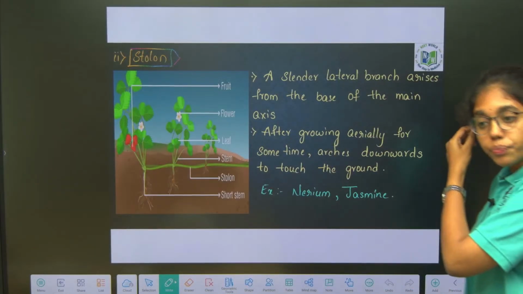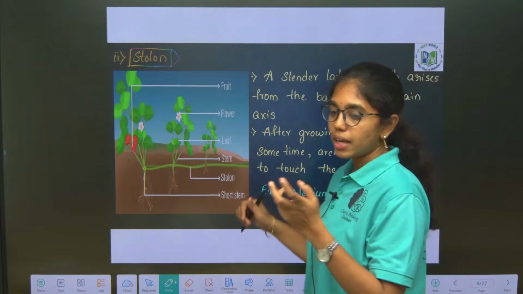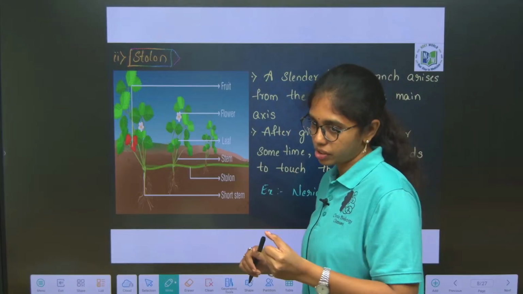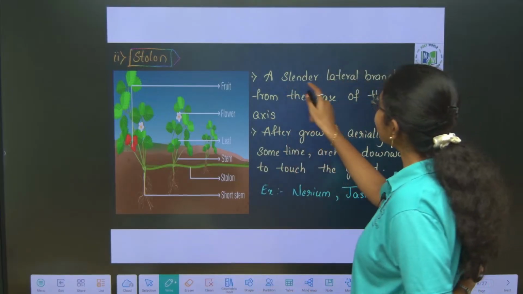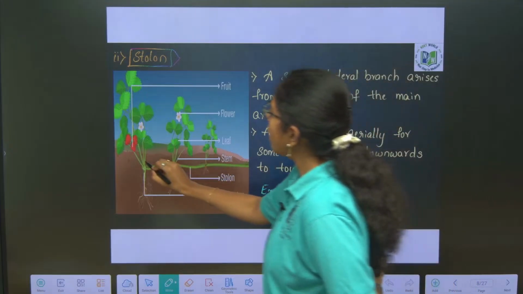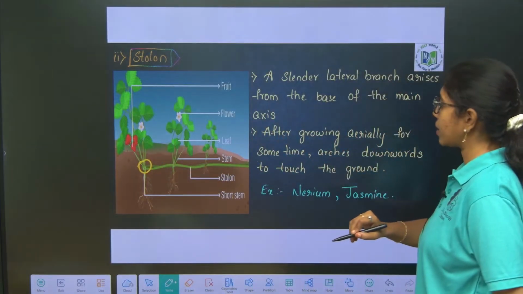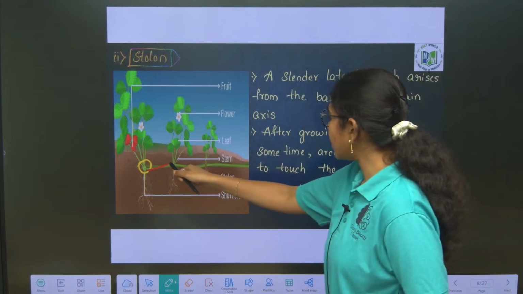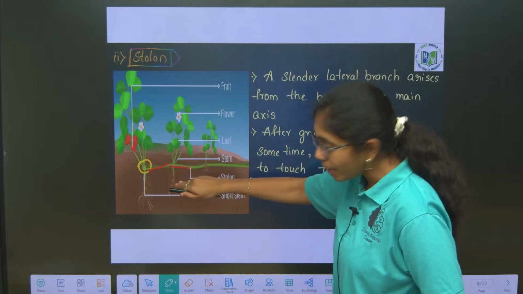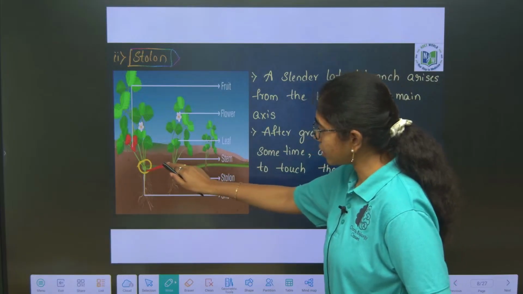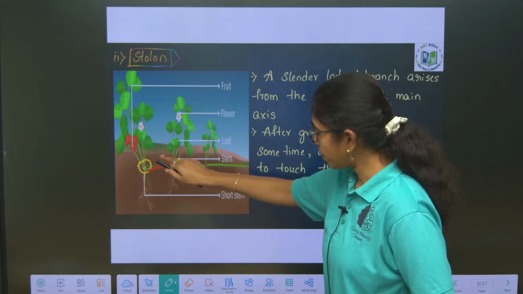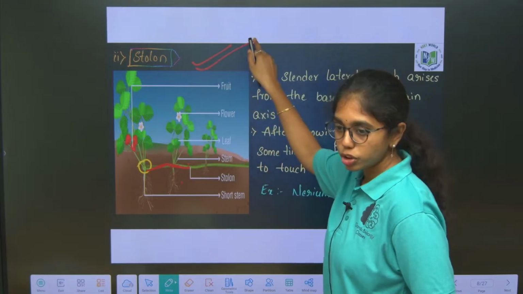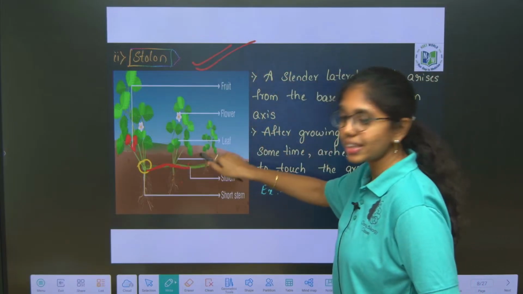Next is stolon. How can you describe stolon? There will be a slight confusion between stolon and sucker, but you have to grasp that slight difference, else you will be confused. Here, a slender lateral branch arises from the base of the main axis. After growing aerially for some time, it will arch downwards and touch the ground, but it will not go beneath the ground. That is the modification of stolon, whereas a sucker grows underground beneath the soil.